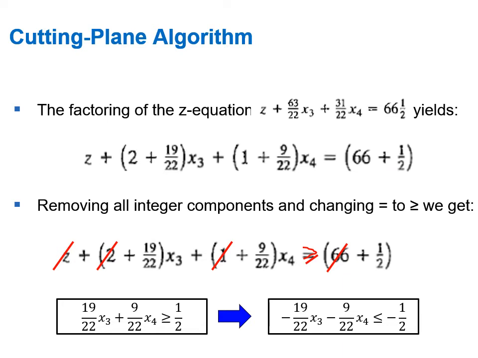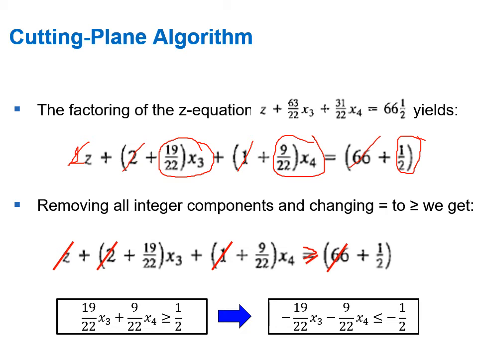And the second step is very easy. We basically delete the integers. Okay, we have 1 times z here, so we delete that 1. Then we delete this 2 integer. We remove this 1 which is integer. We remove this 66 which is integer. So we only keep the fractional ones. From here we have this one as fractional, and from here we have this one as fractional, and from here we have this one as fractional.